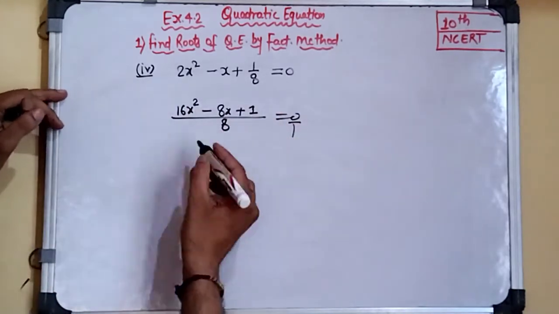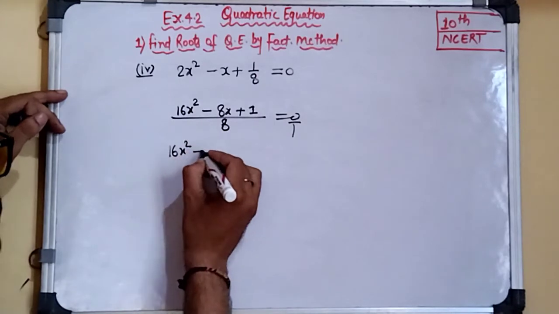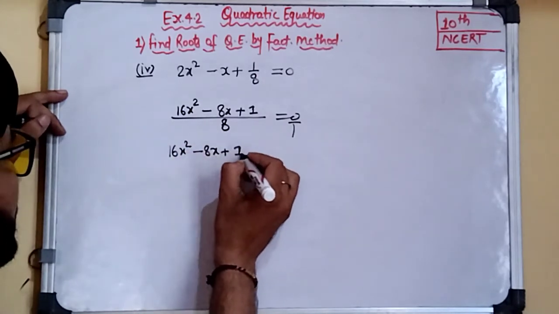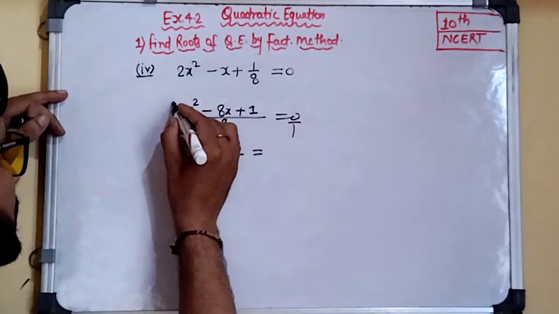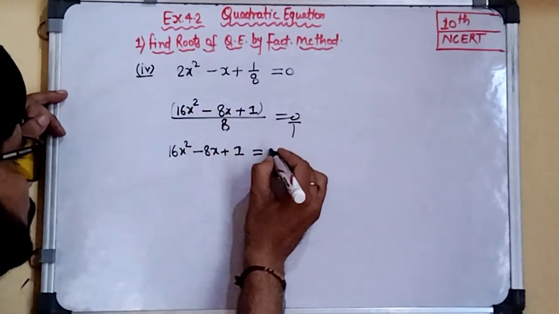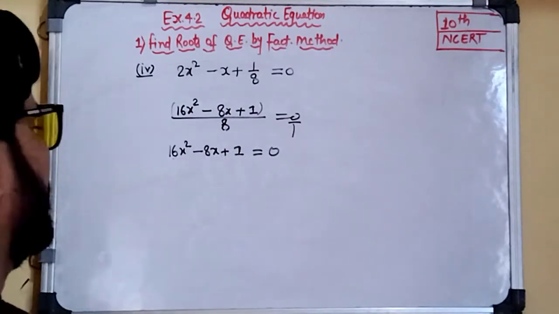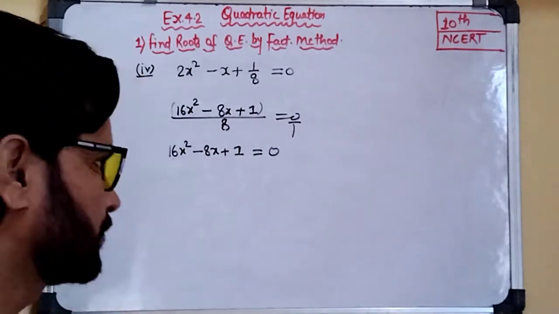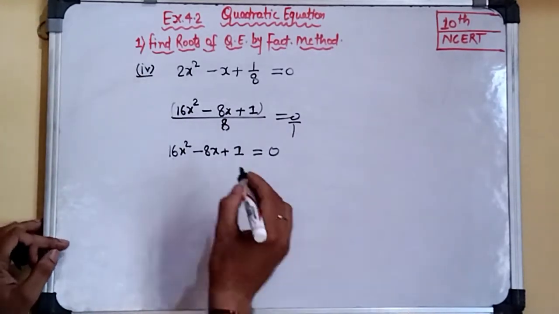We have to perform cross multiplication. Then we get 16x square minus 8x plus 1 is equal to how much? 0. This is all multiplied by 8, and 8 into 0 is 0. Take the factors of 16 so that we get 8, so 4 fours are 16, and 4 plus 4 is 8.